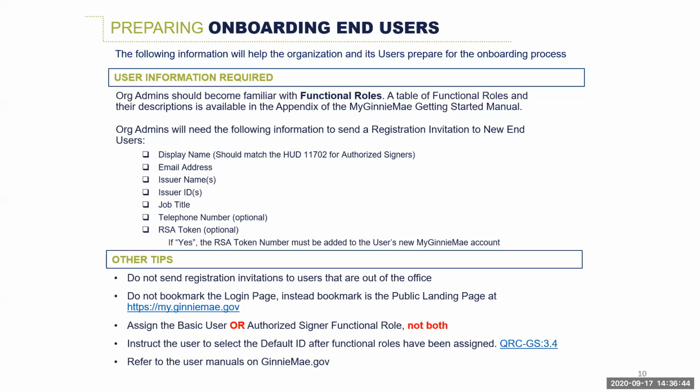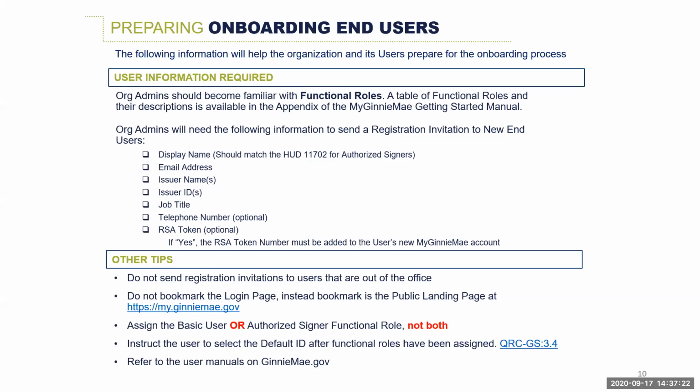But if you happen to send a registration invitation and then later realize as you are going in to approve that registration invitation that something does not match, reject the registration request and start over by sending a new registration invitation, okay? If you have passed the point where the registration request has already been approved and then identify that there is an error in the name, you will need to contact GinnieMae customer support for assistance, okay?